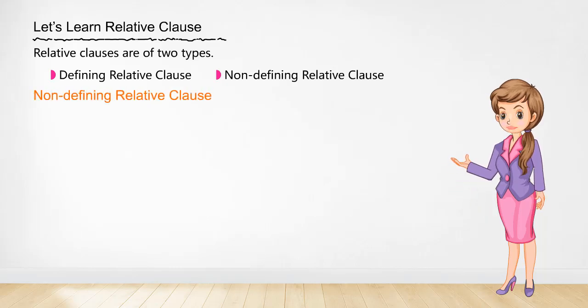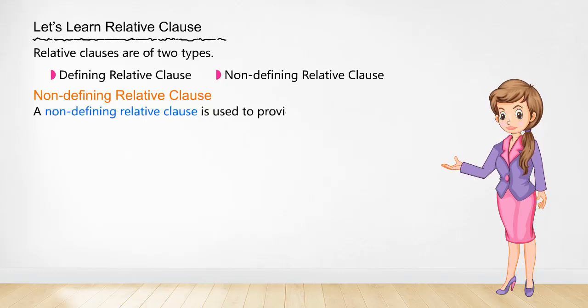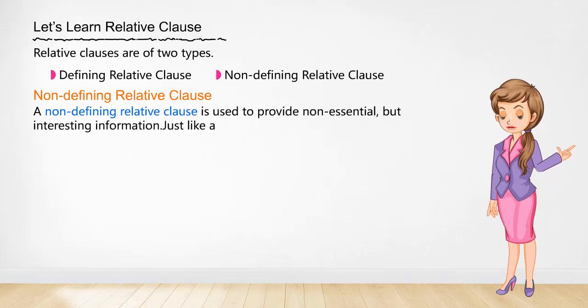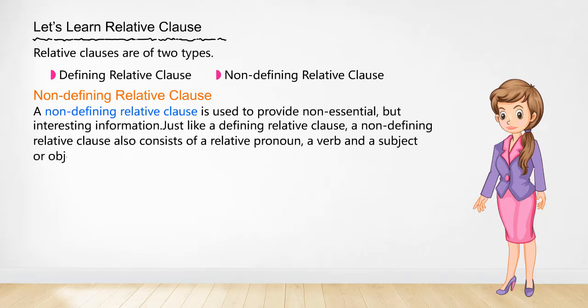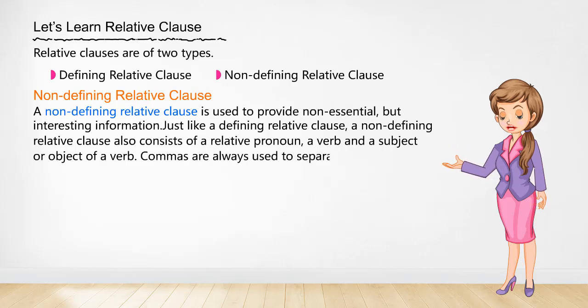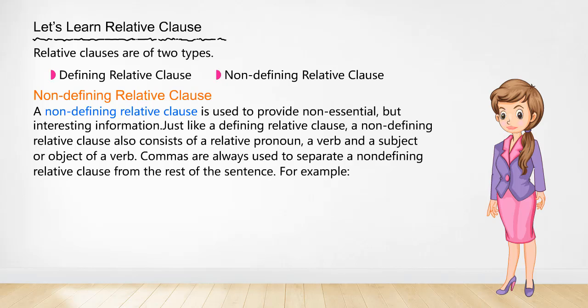Non-defining relative clause. A non-defining relative clause is used to provide non-essential but interesting information, just like a defining relative clause. A non-defining relative clause also consists of a relative pronoun, a verb, and a subject or object of a verb. Commas are always used to separate a non-defining relative clause from the rest of the sentence.